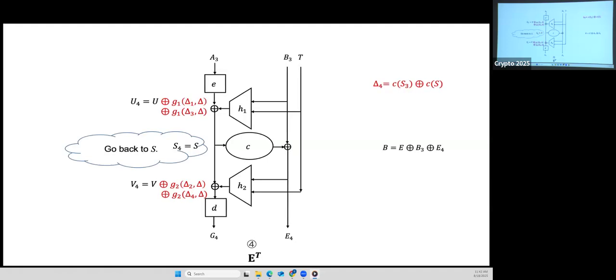With the fourth query, we observe that S4 maps back to S, and we can recover B. That is attack 2. If we stop here, it is only a partial plaintext recovery attack. In fact, in our earlier draft, we ended at this point, but we were not satisfied.